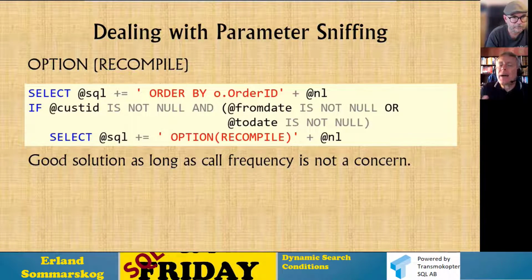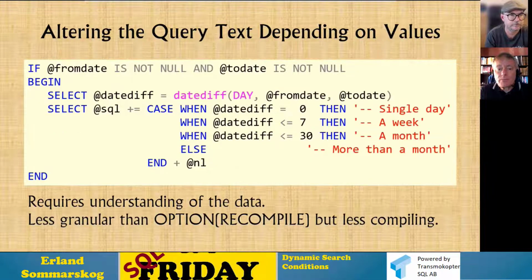Now, if I don't want to use option recompile because I have a very busy system, here are some tricks you can try. If you have this combination of from date and to date, you look at the date interval and say, okay, add different comments. This might seem creepy. What I'm doing this for is that it's not going to affect the logic of the query, but it will affect the query string. So depending on the interval, you will get different hashes and different cache entries, and with some luck, different query plans.